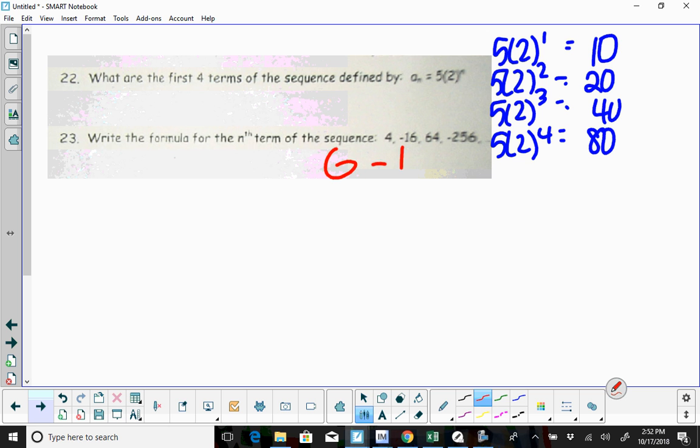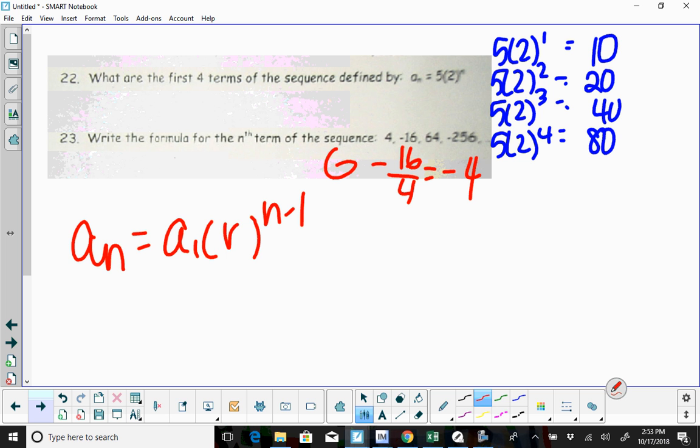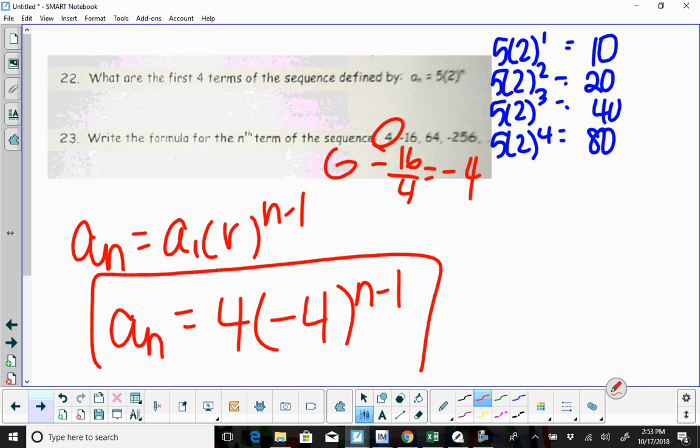And in order to do that, we do the second one divided by the first one. So our r is negative 4. So to write our formula, a sub n equals a sub 1 times r to the n minus 1. Do not simplify geometric formulas. So you are done here.